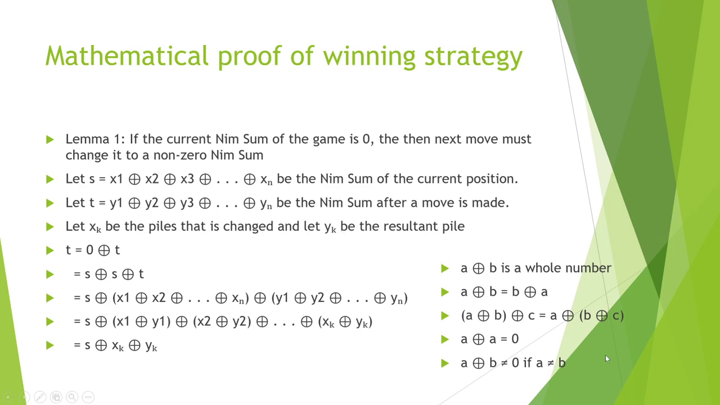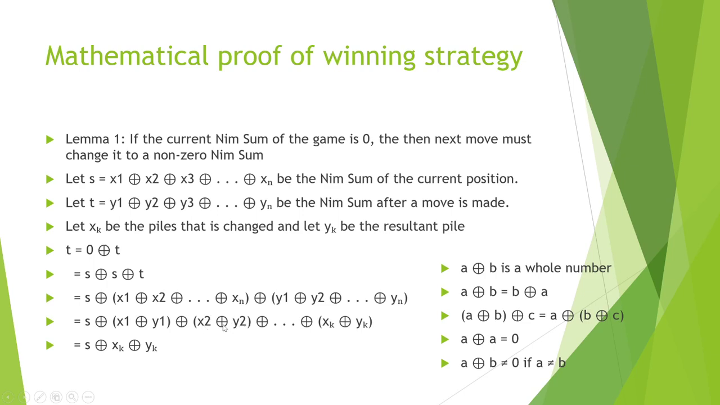And then if we apply these properties of nim addition, we can do this. T is equal to 0 nim sum T, and 0 is equal to S nim sum S nim sum T. And then we expand S and T. So S is equal to this, T is equal to this. And then we pair up all the piles that are not changed. x1 is paired up with y1.